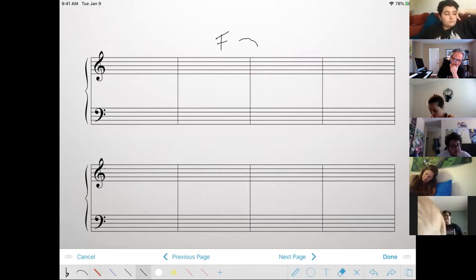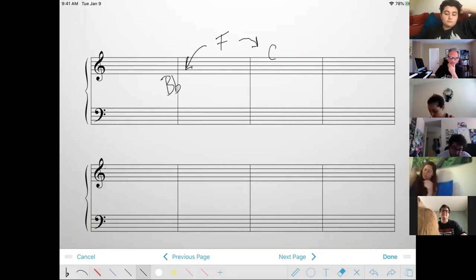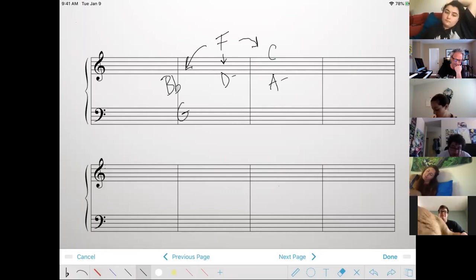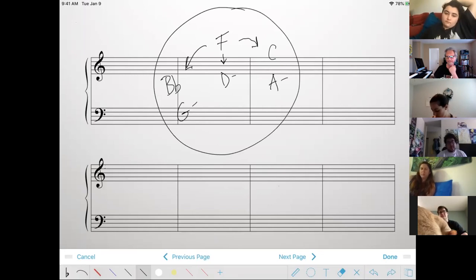What is to the right of F? C major. What is to the left if I'm going in the key circle of F? B flat major. That's right. Okay. What's the relative minor of F? D minor. That's right. What is the relative minor of C? A minor. What is the relative minor of B flat? G minor. You just got all 6 chords that are closely related to each other.